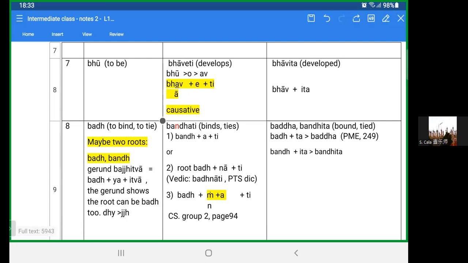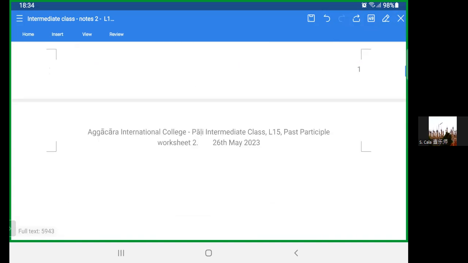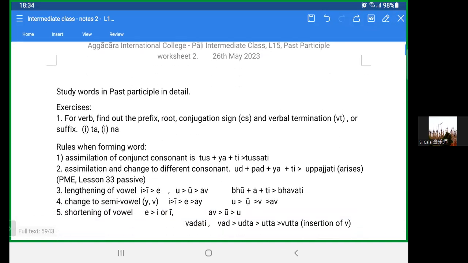So in this case, this is one example. The third one I showed last time. Maybe it is possible like this: if you make it badh and then with the nasal consonant, ṃ, the nasal consonant can also change to n. This may also be one of the possibilities. Anyway, the root will be bandh plus ta, because the suffix is ta: bandh plus ta becomes baddha, or bandh plus ita becomes bandhita. When you study lesson 15, there are a few possibilities. Sometimes there is not only one past participle, there can be two. So we finish up to here. This is just revision of the previous class. Let's go back to today's class, where I will share something.